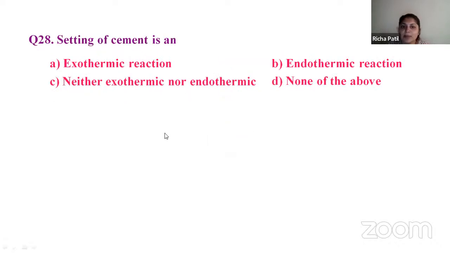Setting of cement is an example of an exothermic reaction. So when water is added to cement and it is allowed to settle, the reaction will occur as an exothermic reaction. What do you mean by exothermic? It generates heat. So when water is added to the cement and it is allowed to settle, there will be generation of heat. So it is exothermic. Exothermic means it will generate heat. So A, exothermic reaction.